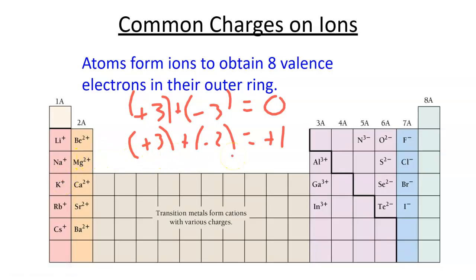One thing you might be thinking here with lithium is why it doesn't have 8 valence electrons in that outer ring. And that's okay. That first ring is complete with only 2 electrons. So 2 is a very stable number for lithium ions and beryllium ions to have in their outer ring.